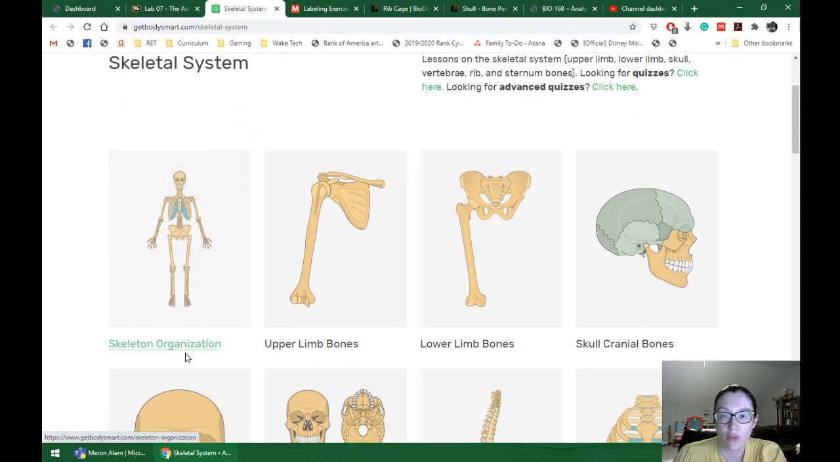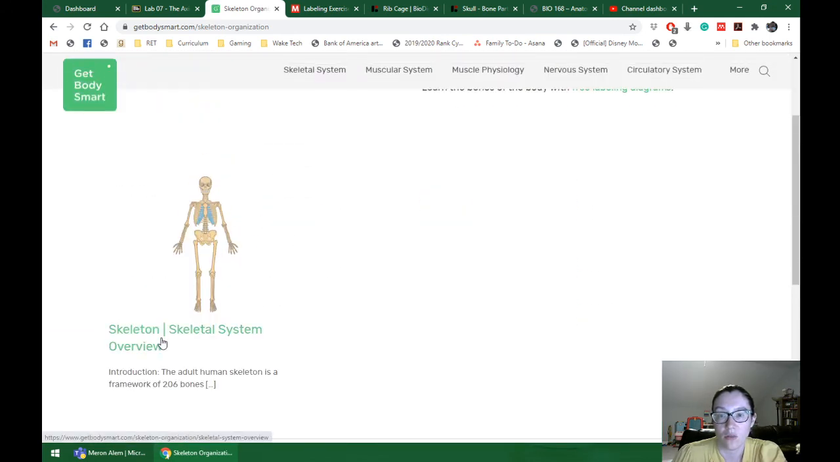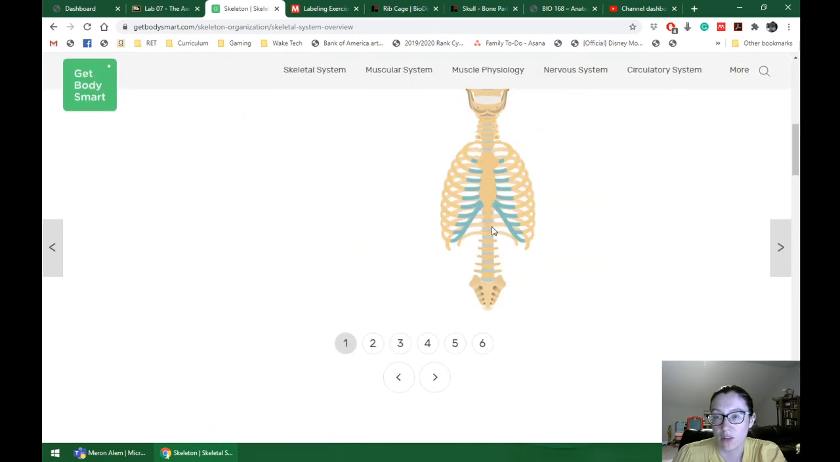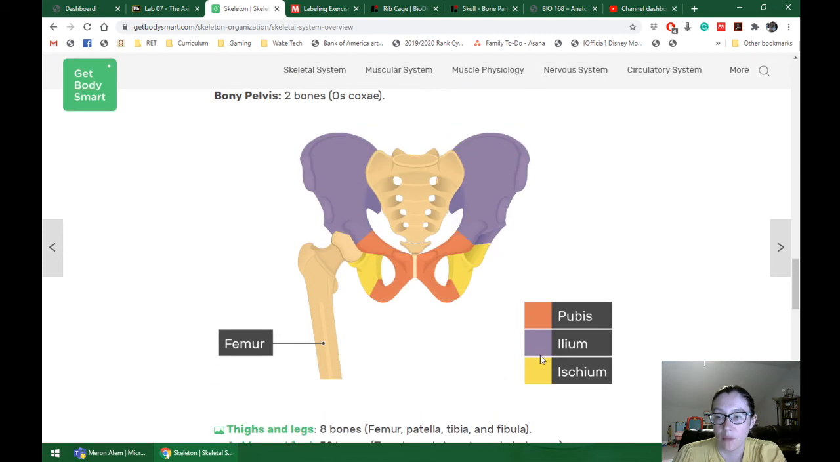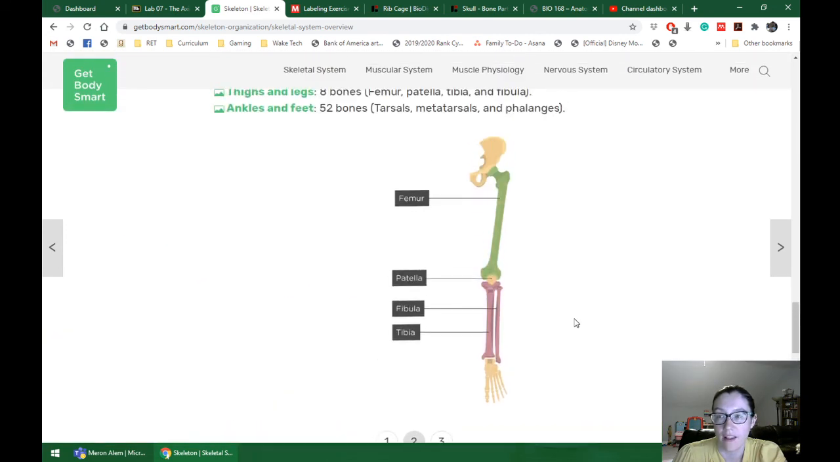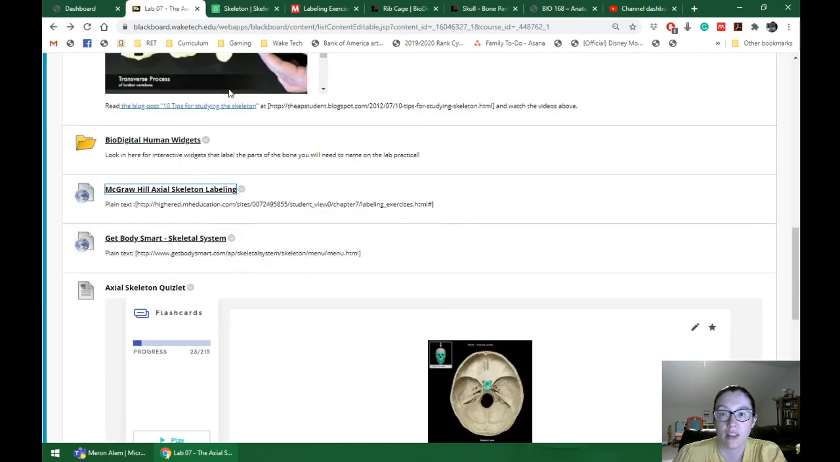You can go through, it has little tutorials about all the different parts of the skeletal system. You can look at the overview about the skeletal system, learn about it, look at all the different pieces, read about it. It's sort of a self-paced tutorial that you guys can use, and it has a lot of cool features. So that's a good thing that you can use.